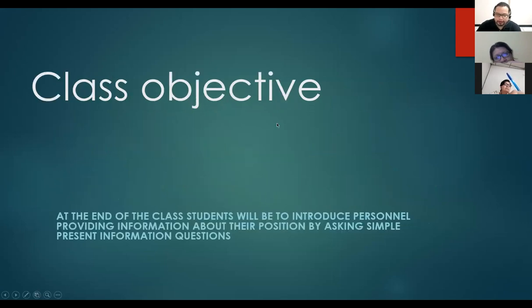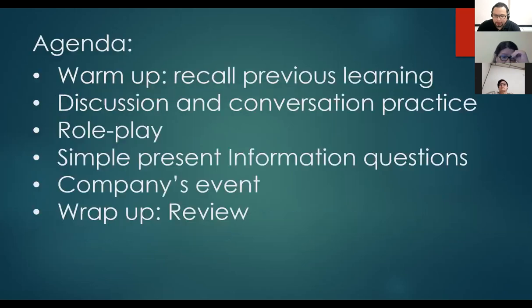Now we go over the class objective. At the end of the class, a student will be able to introduce personal information about their position by asking simple present information questions. We have the agenda here. We have the warm-up, where we recall the previous learning. Then a discussion and conversation practice, and a role play. We're going to go over the simple present information questions, the company's event, and the wrap-up, which is the review.